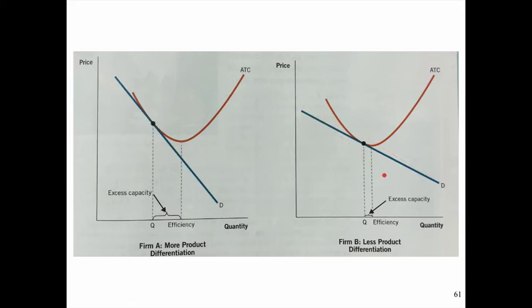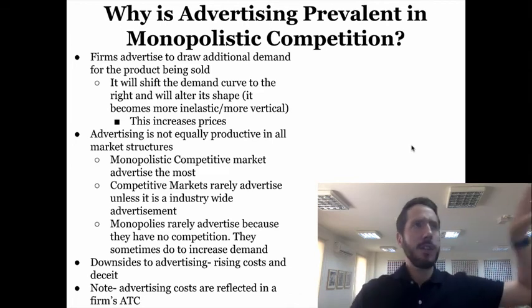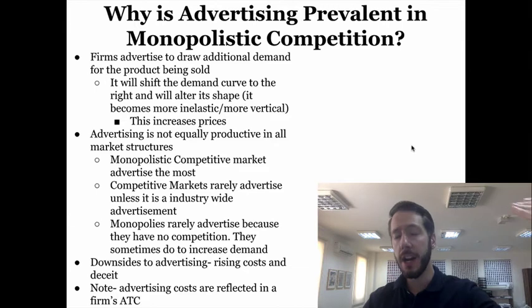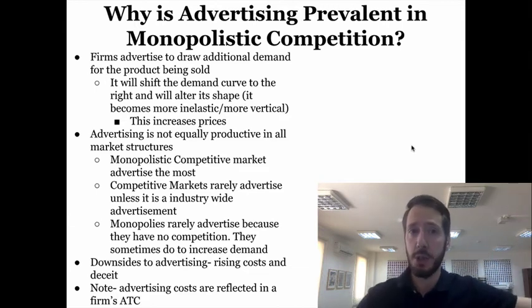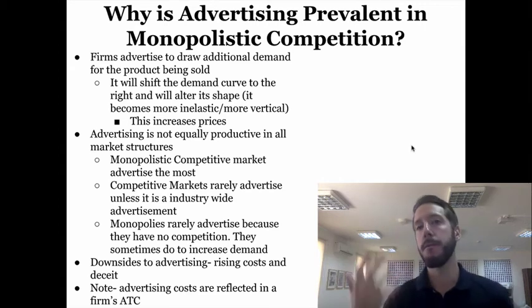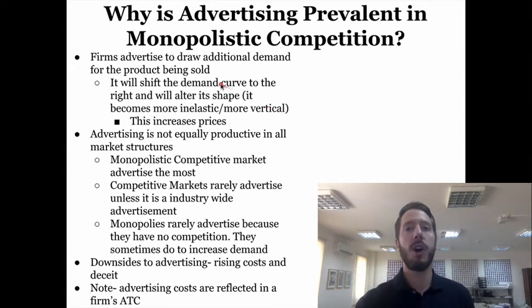So if you're a firm, how do you know how differentiated your product has to be? Well, it depends on the environment that you're in. As I said earlier, the average total cost that you're going to have in a monopolistic competitive firm is going to be higher than if you're in a perfect competitive situation. And the reason why is advertising. The reason why firms advertise, and you see fast food advertisements all the time, is to draw additional demand for the product being sold.